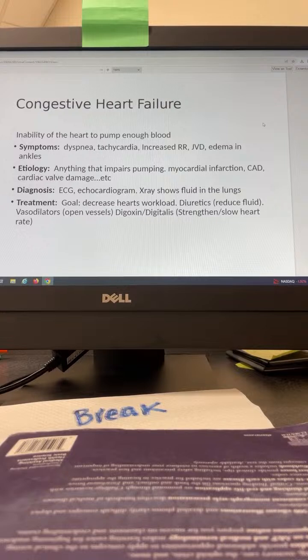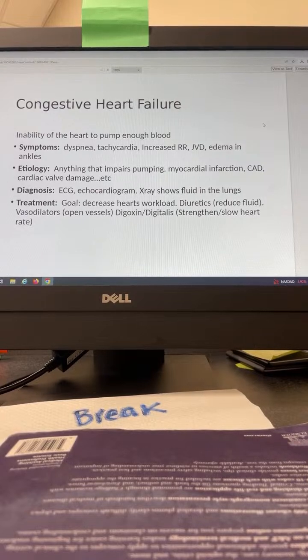The treatment goal here is to just help the heart to decrease its workload, right? Because the heart is getting overworked right now. The pump isn't working very well, so it needs some help so it doesn't give out. Diuretics are going to be a big one because the pump is messed up, right? And there's fluid backing up. So the best way to help it is to get rid of all that extra fluid. So diuretics will help to limit the amount of fluid that the heart has to pump out. Vasodilators will open up the vessels, help the blood flow better.